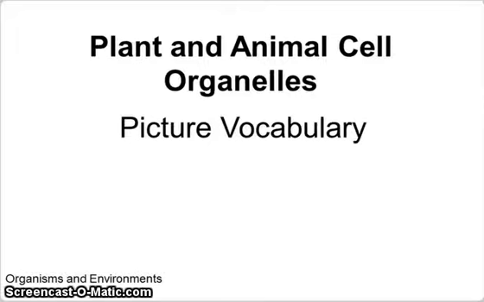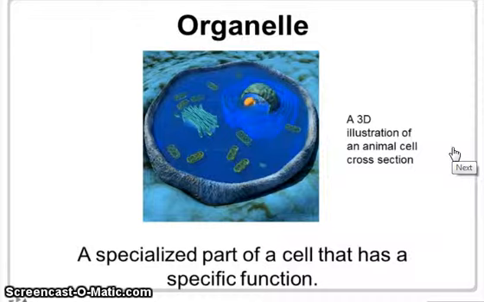Plants and animals have many different cells with many different jobs. Different types of cells work together to carry out functions to keep the organism alive. Cells must communicate with each other. Okay, an organelle is a specialized part of a cell that has a specific function. We're going to talk about all of those.